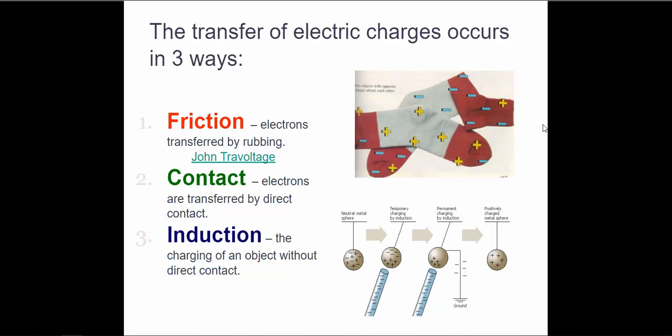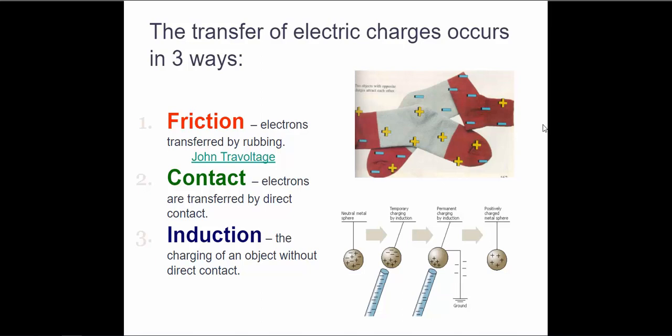So contact, or I like to say charging by conduction, involves having an object that's already charged, and you touch it to another object. And when those two objects touch, charge will transfer. Generally, the charges will transfer until they're at the same voltage. So let's take a very simple voltage, let's say it's zero, let's say it's the Earth. If you touch something to the Earth, it will end up with the same voltage as the Earth, which you perceive as 0 volts.